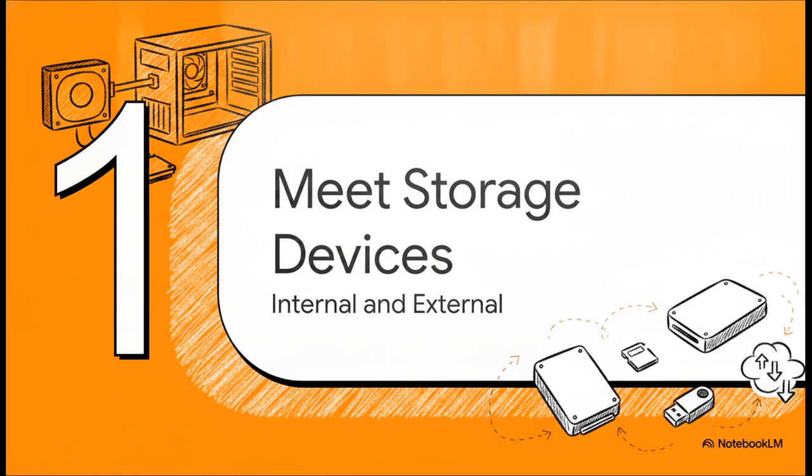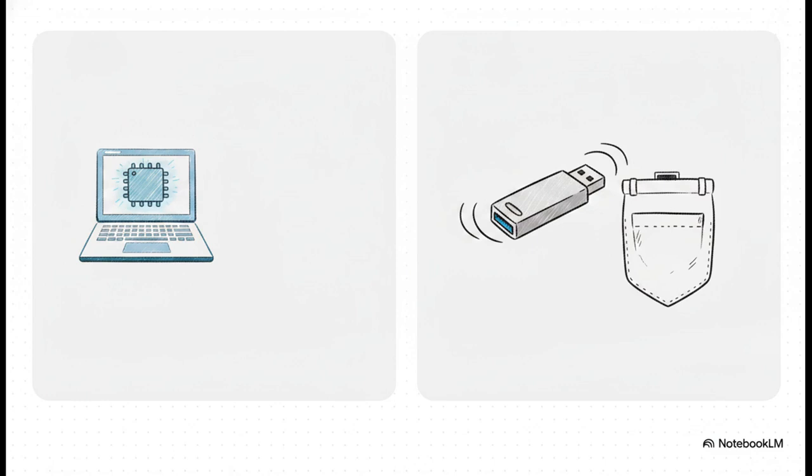All right, Section 1. Meet your storage devices, internal and external. So storage devices basically live in two different places. On one hand, we have internal storage. This is the memory hidden deep inside your laptop, your tablet, or your smartphone. It is always connected, and it actually holds the operating system that makes your whole device wake up and run.